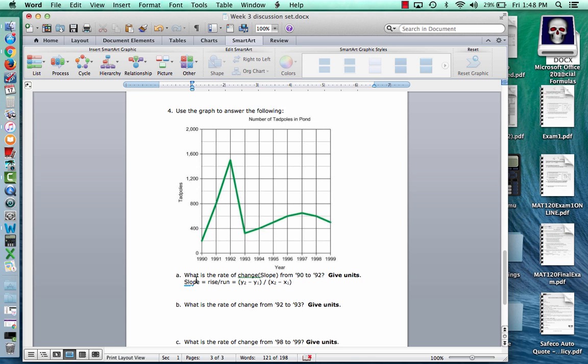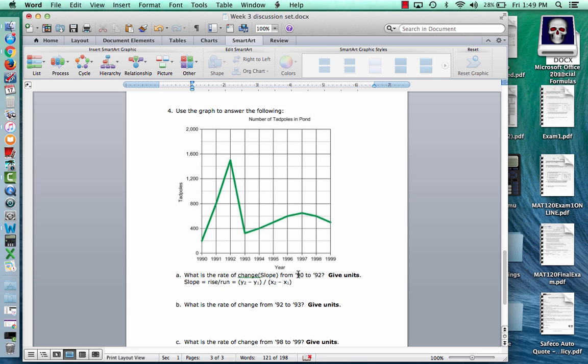So in the lecture video I have, it says slope is rise over run. The rise means how much it changes vertically. Over run, which means how much it changes horizontally. The technical formula is y2 minus y1 over x2 minus x1. So I'm going to follow this formula. I'm going to let you know what points I'm using and then plug it in.